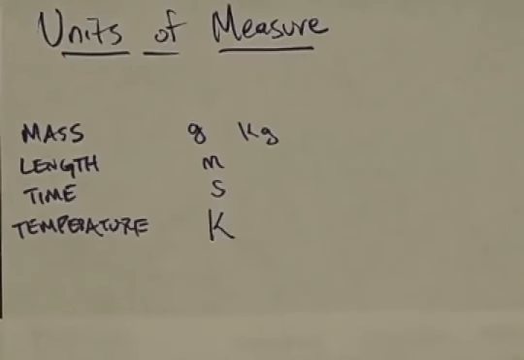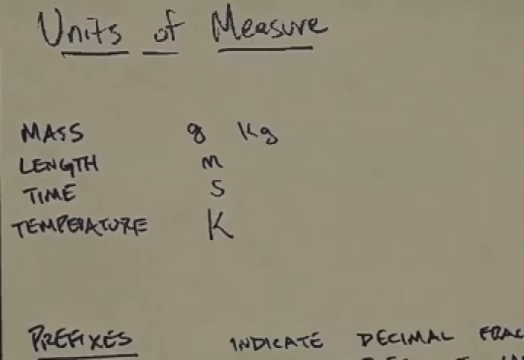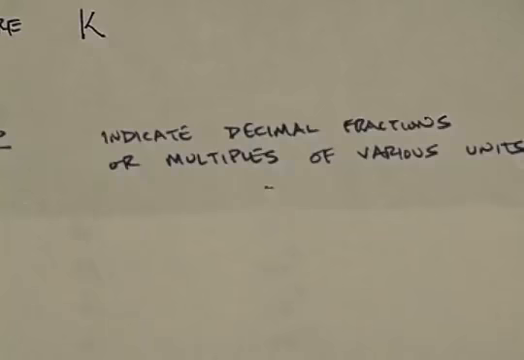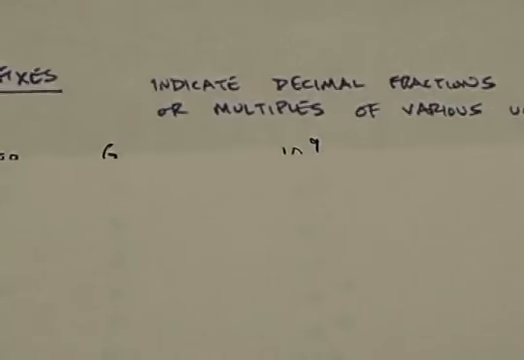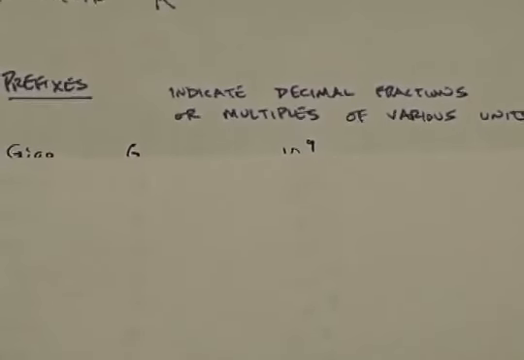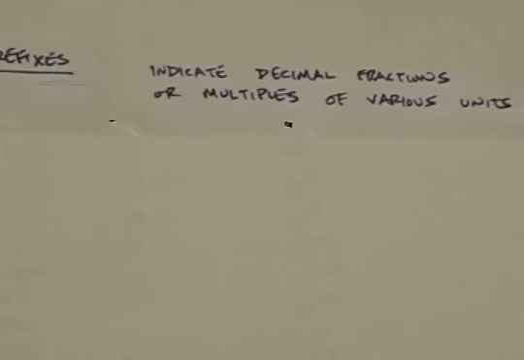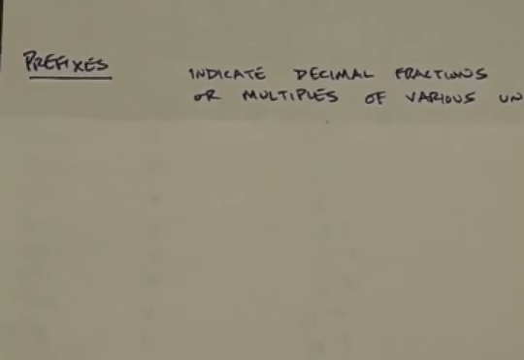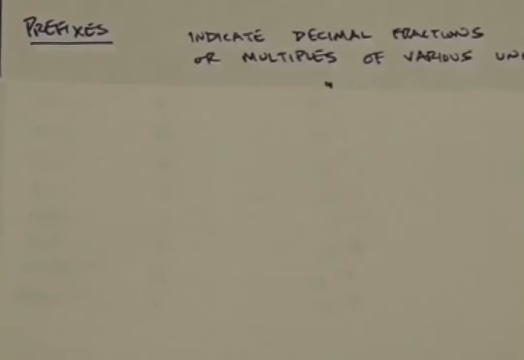In the metric system, we use prefixes. We use prefixes to indicate decimal fractions or multiples of various units. These prefixes tell us how much larger or how much smaller than a base unit a various measurement is. We'll start from the top.